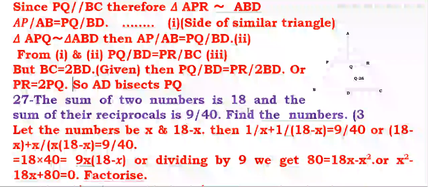Sum of two numbers is 18. The first number is x, the other will be 18 minus x. Their reciprocals: 1 upon x plus 1 upon 18 minus x is 9 by 40.